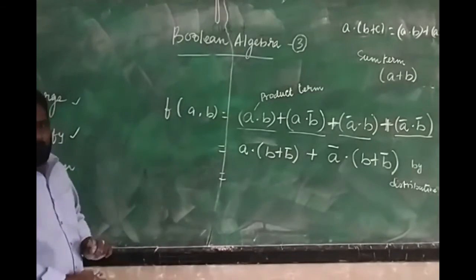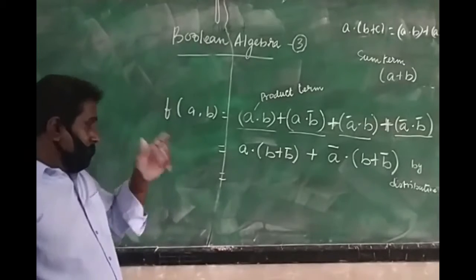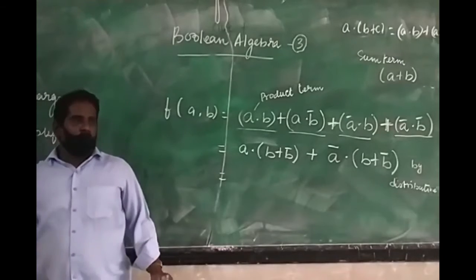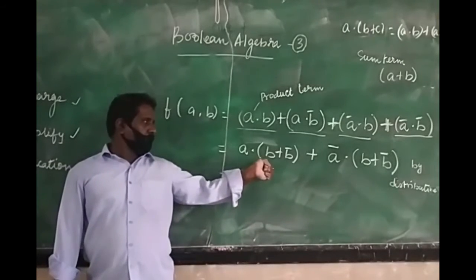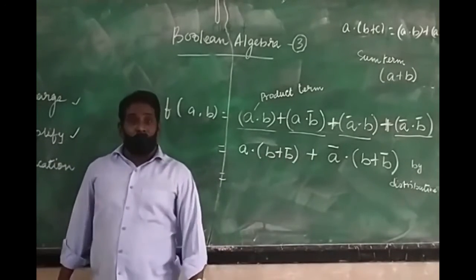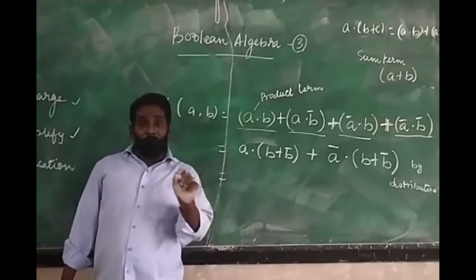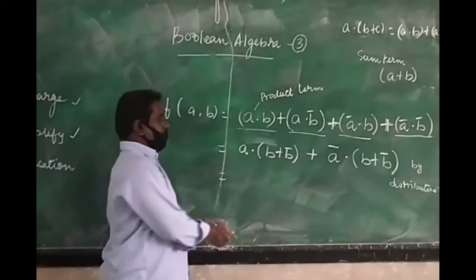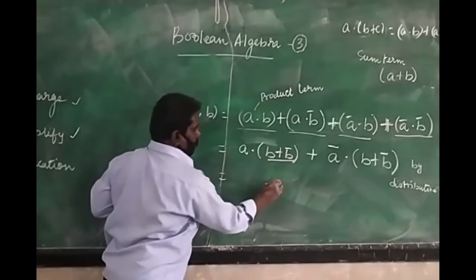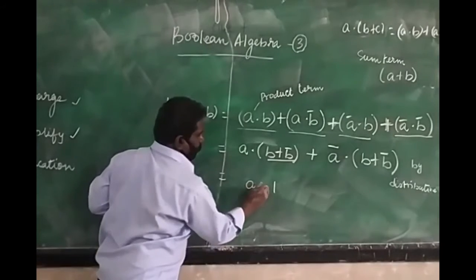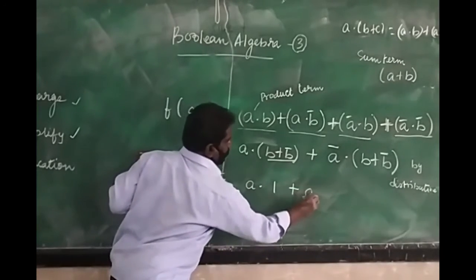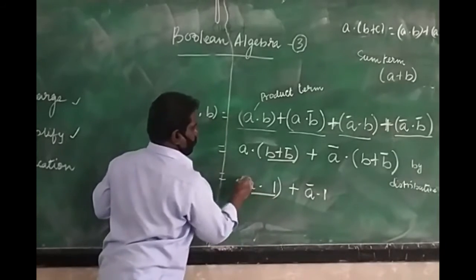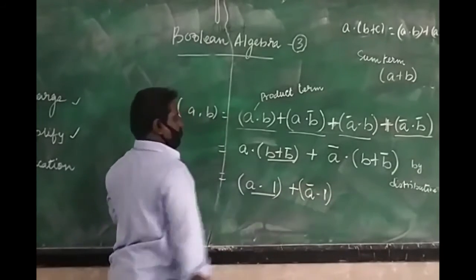Now should we apply anything else? Yes, there is a theorem to apply. What theorem? The law of complement theorem: A plus A bar equals 1. That theorem we are going to apply. Accordingly, B plus B bar will become 1. So A dot 1 plus A bar dot 1.